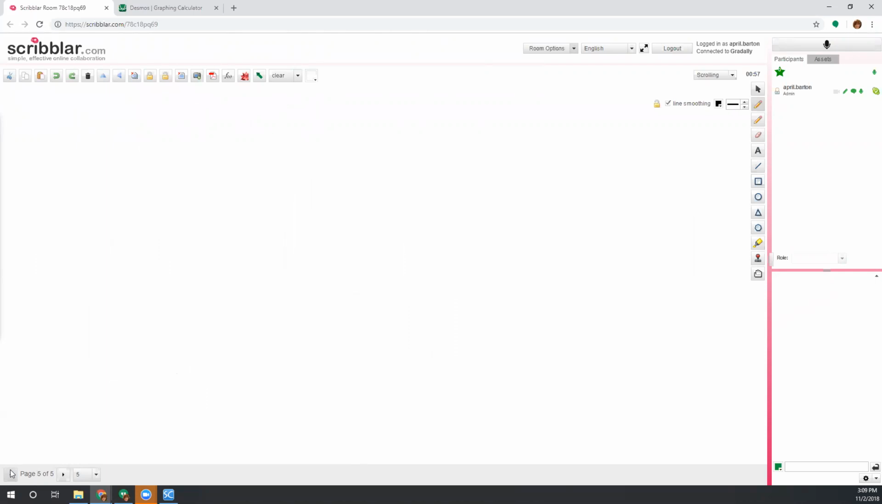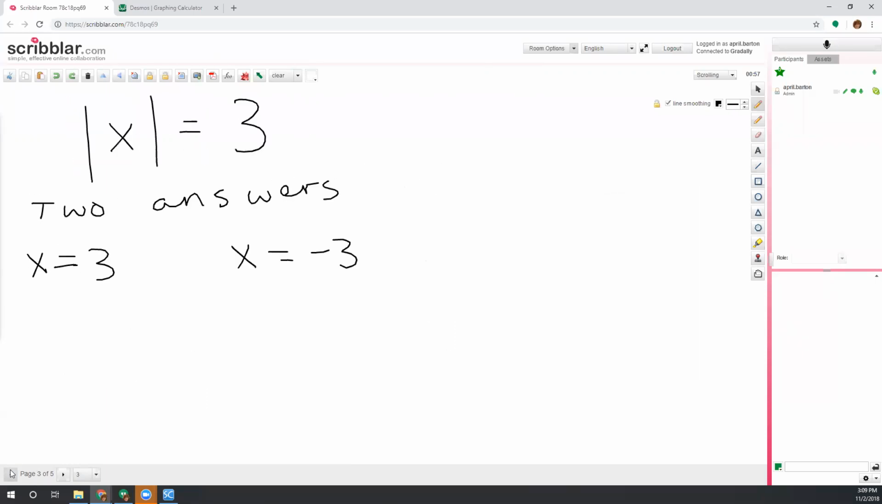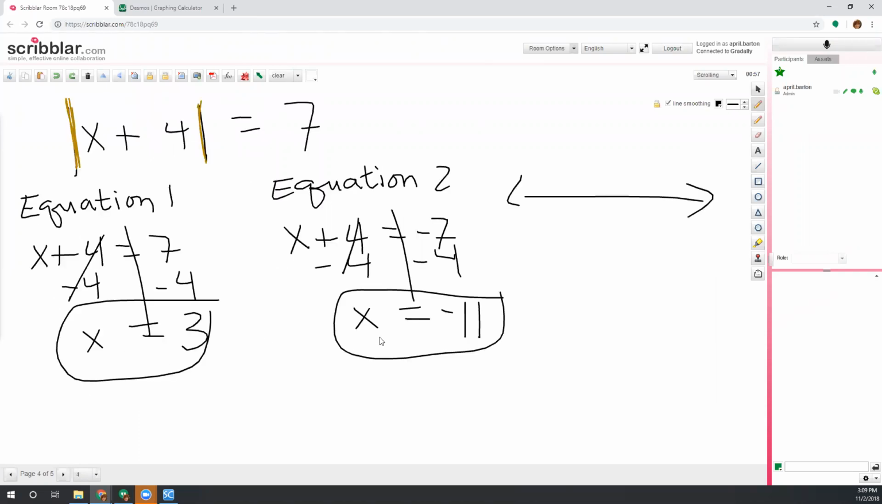The only possibility, sometimes there's two answers that look the same. This one is still two separate answers, but one's positive 3, one's negative 3. That doesn't happen very often. Usually it's two completely different numbers. Okay.